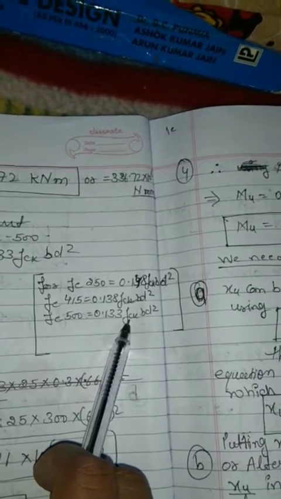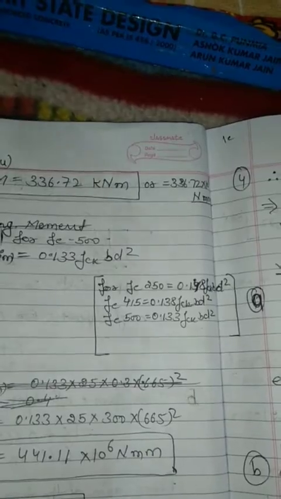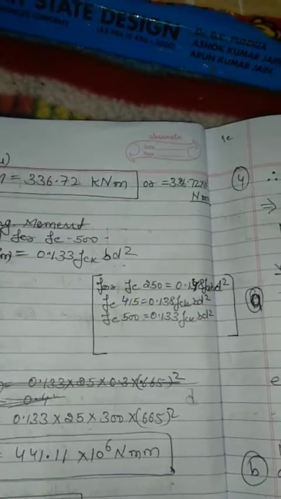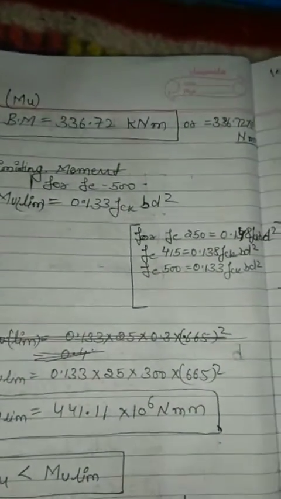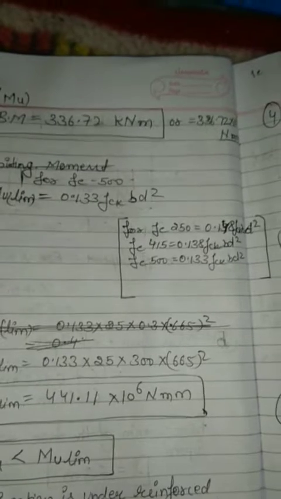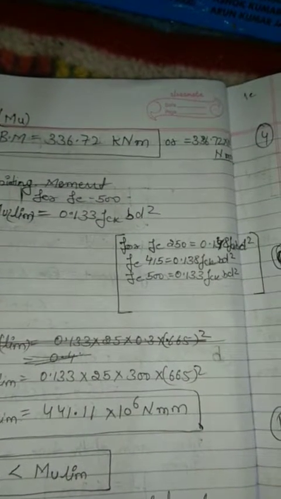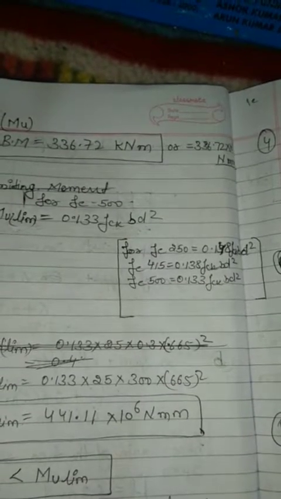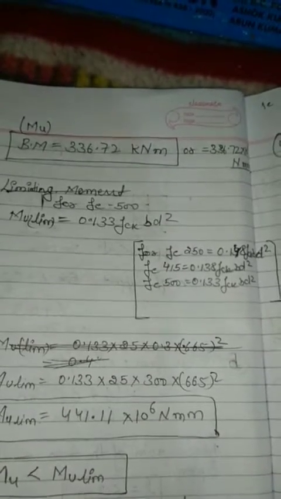So in a nutshell, if we talk about the limiting moment, what is limiting moment? Limiting moment is the moment which is offered by the section for particular steel and for the particular concrete, when the neutral axis just passes through the center.